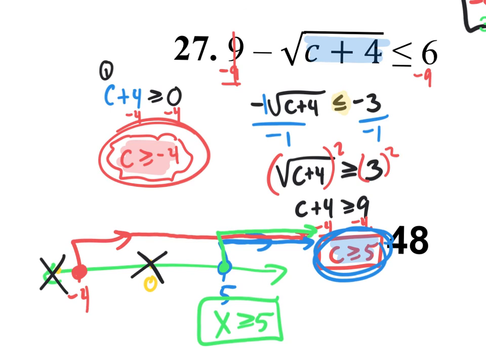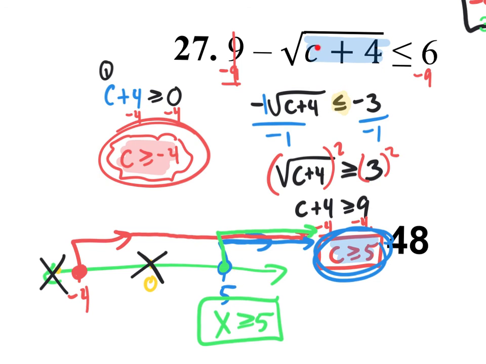So when does it work? When you plug in a value that's either 5 or greater. 5 will work, right? 5 plus 4 is 9. The square root of 9 is 3. 9 take away 3 is equal to 6. And we do have that or equal to sign. Or you could plug in any value that's greater than 5 and it will work.